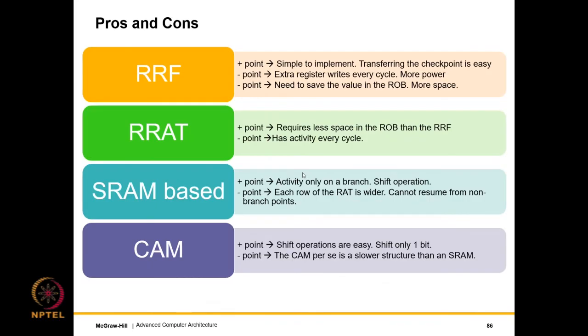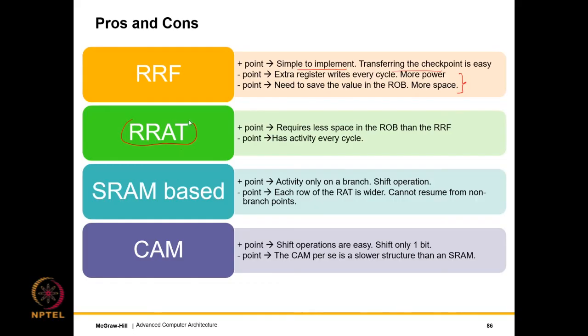So now we are in a position to look at the pros and cons of all 4 schemes. The RRF is clearly simple to implement. Transferring the checkpoint is easy. It does involve extra register writes every cycle. We need to save fat values, and that too in the ROB. So space is a concern, power efficiency is a concern. So I would say RRF is simple. It's not something that you would always want to use if you want to create a high performance processor.